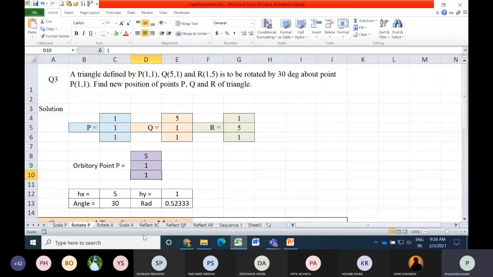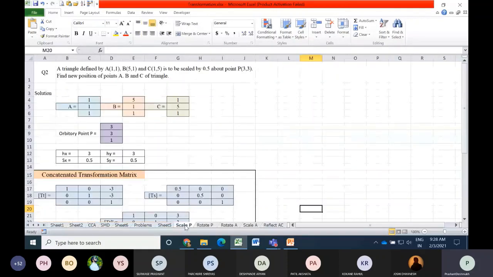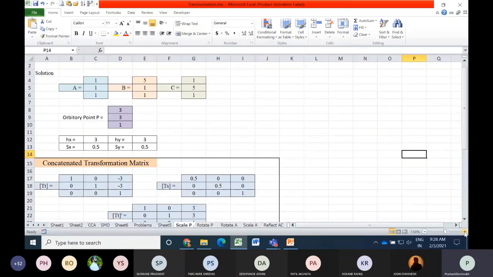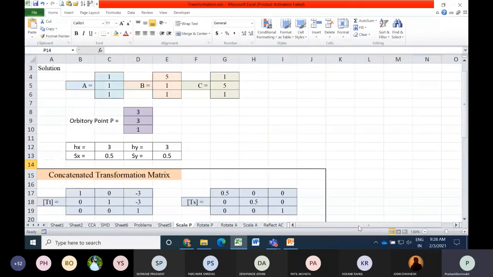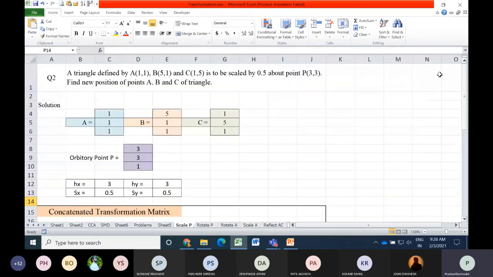Now similarly, a scaling problem. Here I have kept the values constant. Triangle ABC, scale by 0.5 about point P(3, 3), find the new position. How to perform? The sequence will be about point P(3, 3).